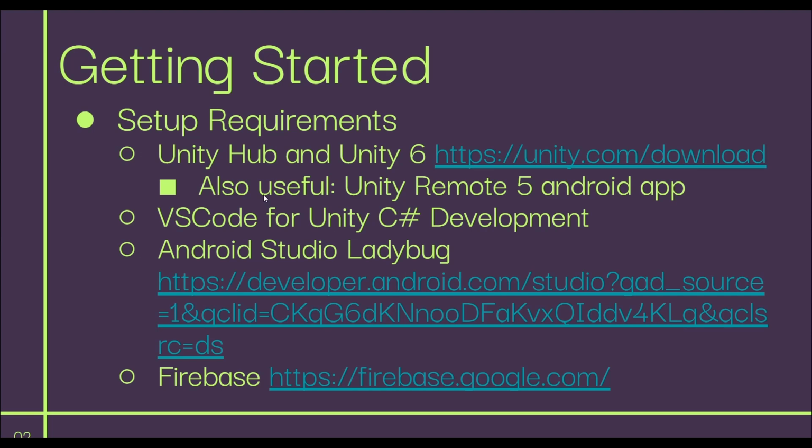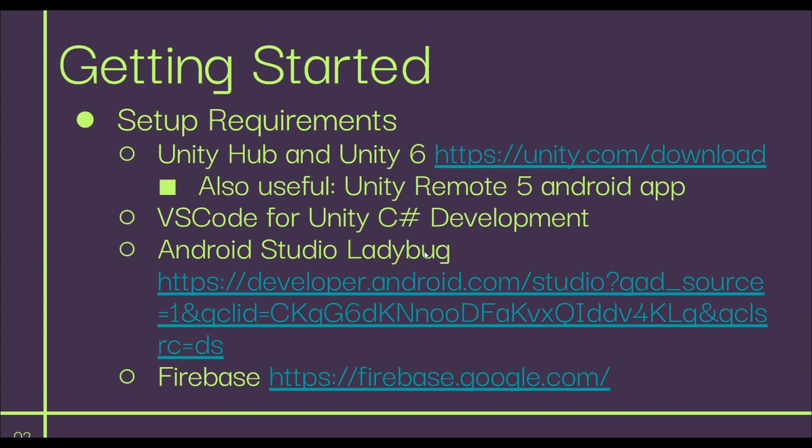So for setup requirements, if you were to follow along and make this yourself, you're going to want to get Unity Hub, and I used Unity 6. Once you get Unity Hub, it'll let you create a project and choose the installation you want for the Unity editor. Another useful resource is the Unity Remote 5 Android app. It's not necessary, but it makes it a lot easier during mobile Unity development, since you can just plug in your phone, and without having to wait for the app to build, you can just run it in the editor. I also use VS Code for the C# scripting in Unity, and it'll install it for you with the Unity editor.